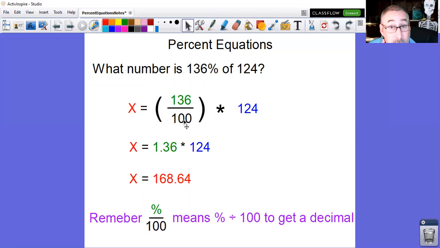136 divided by 100, you get 1.36. Or if you've got one of those fancy calculators that have the parentheses, you can put it in exactly like this. Parenthesis 136 divided by 100 parentheses times 124, and you're going to get the same answer. Just keep in mind, the percent means percent divided by 100.